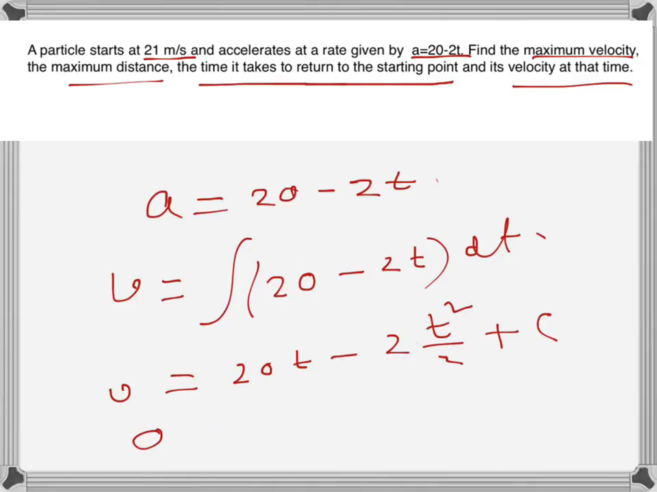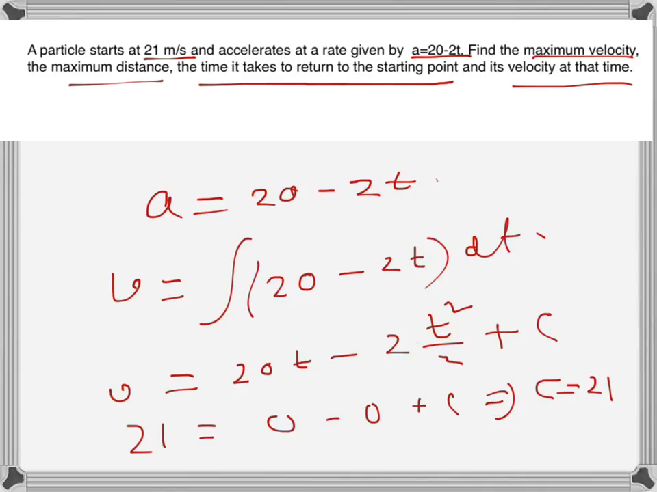So we have v is equal to 21 when t is equal to 0. This is 0, this is 0. So basically c is 21. So velocity becomes 20t minus t square plus 21. That's the expression of velocity.